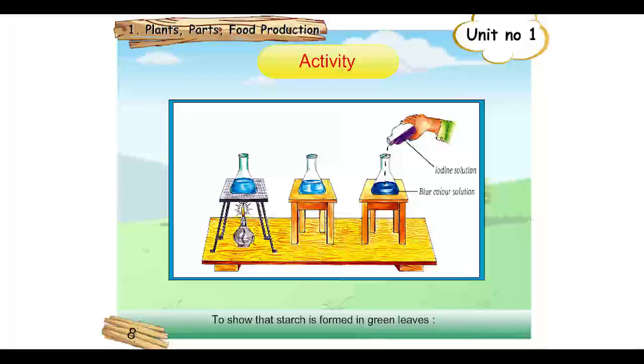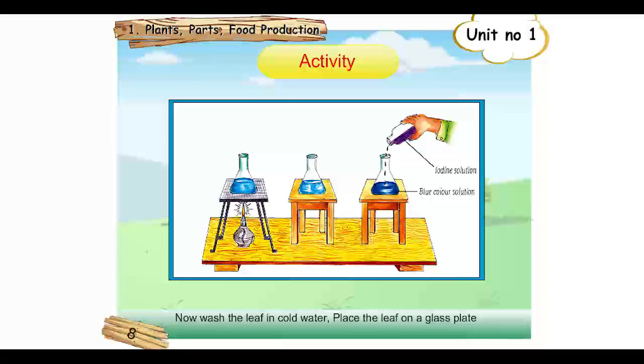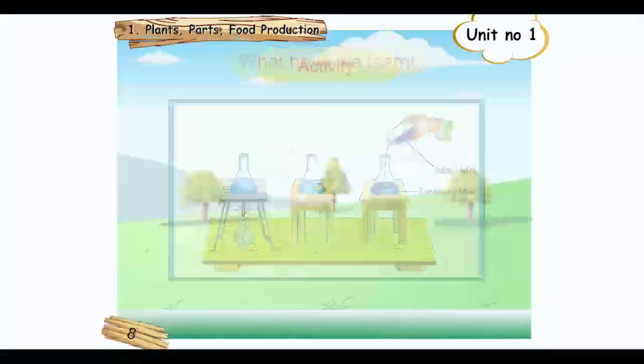To show that starch is formed in green leaves, pluck a green leaf from a plant and expose it to sunlight for several hours. Boil the leaf in water and then in alcohol. Now wash the leaf in cold water. Place the leaf on a glass plate and pour a few drops of iodine solution on it. Immediately, the leaf turns blue in color. This shows the presence of starch in the leaf.